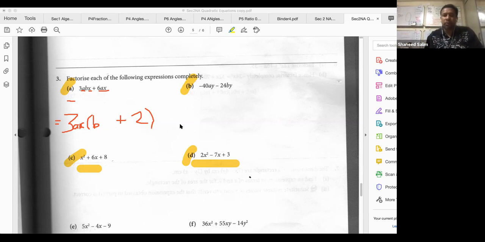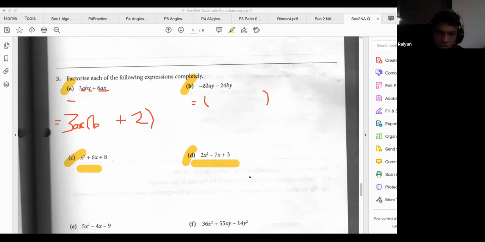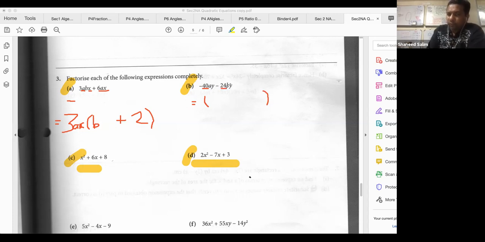Ryan, can you do it? Cannot. Okay, Ryan, we do together. What number can both be divided by? What's the biggest number? 40 and 24. 2 is possible. 4 is possible. 8.